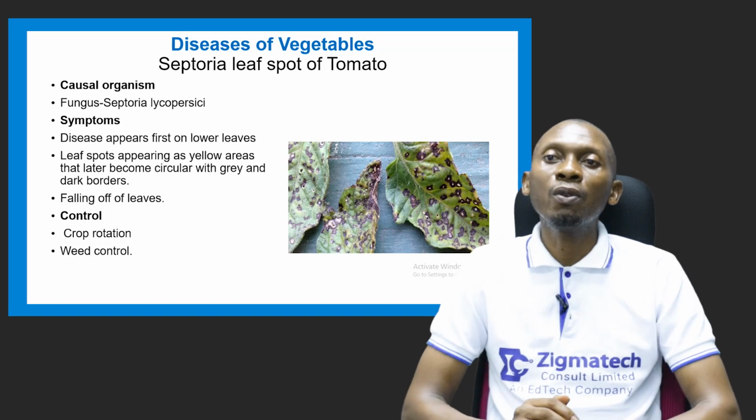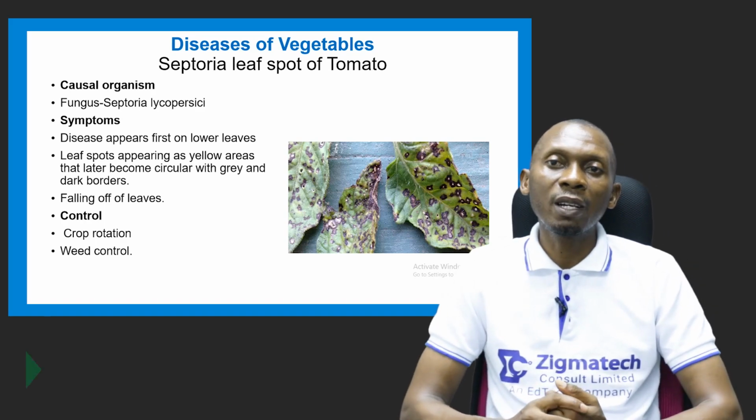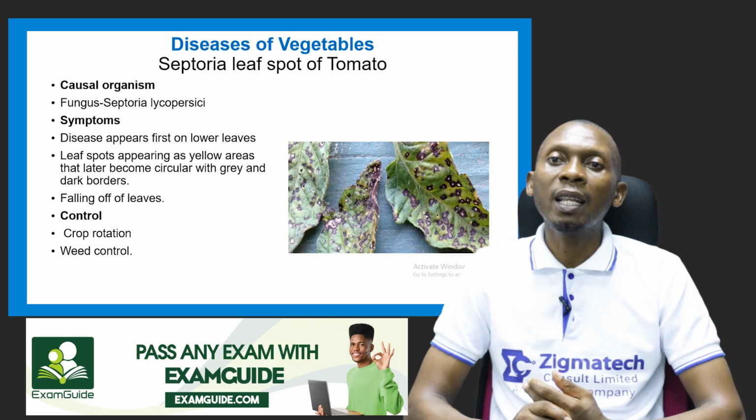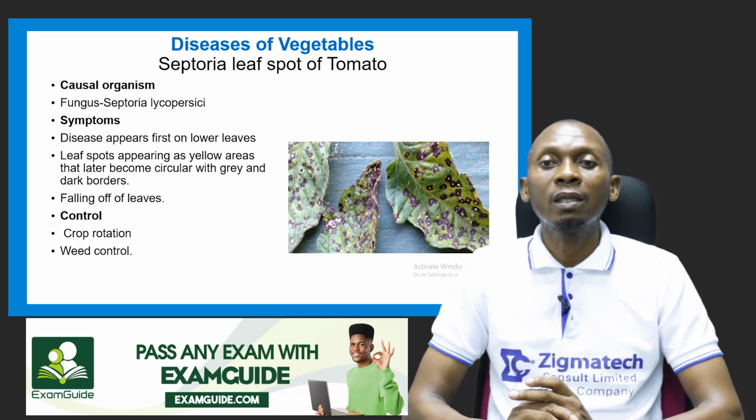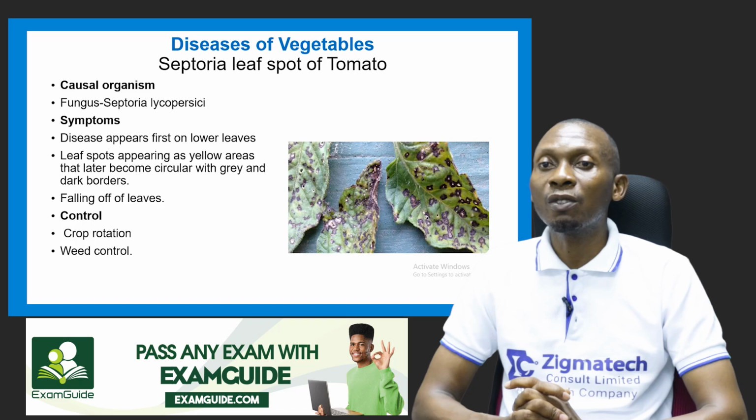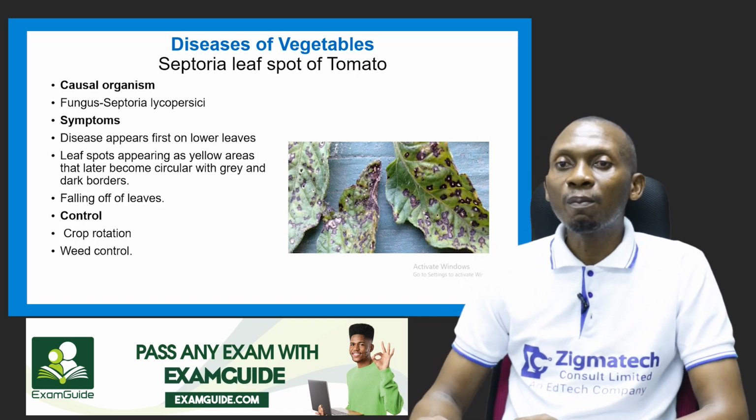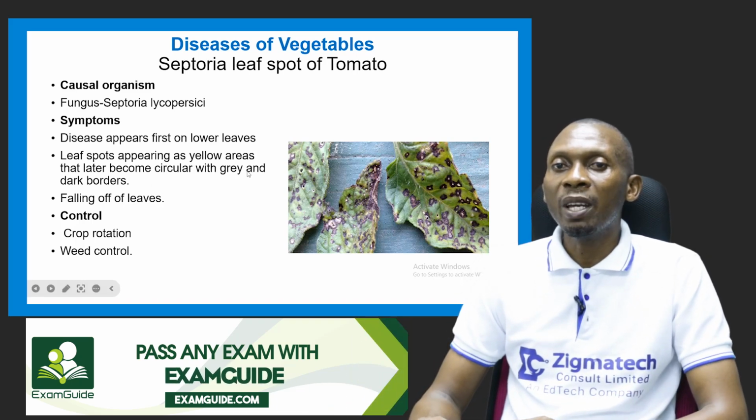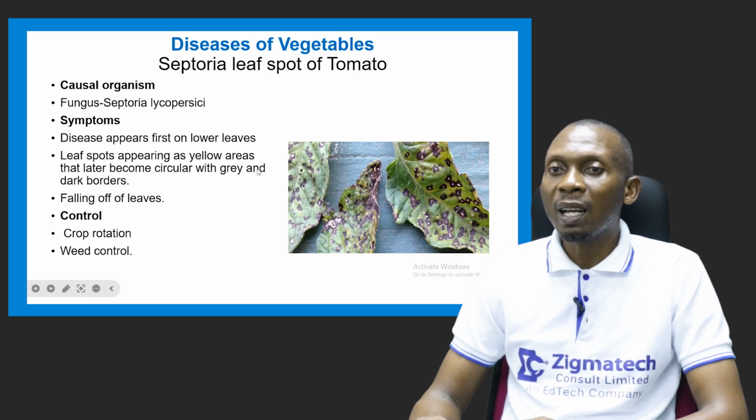We have Septoria leaf spot of tomato, which is a fungal disease, Septoria lycopersici. The symptoms here are that the disease appears first on the lower leaves, then leaf spots appear as yellow areas that later become circular with gray and dark borders. Look at it.